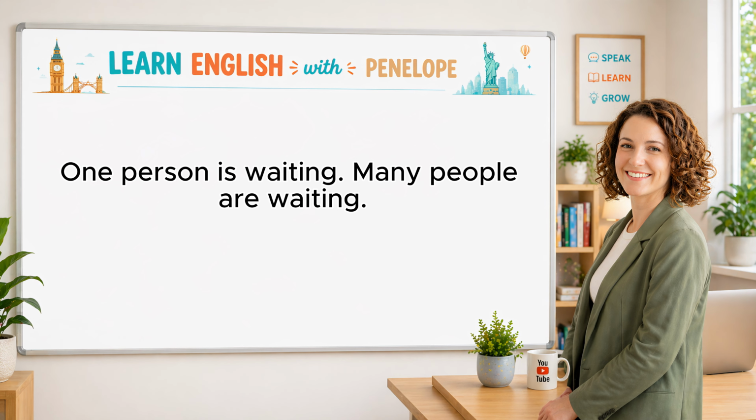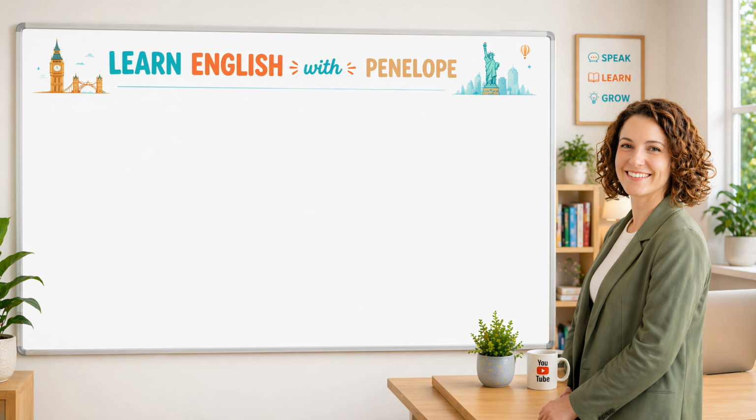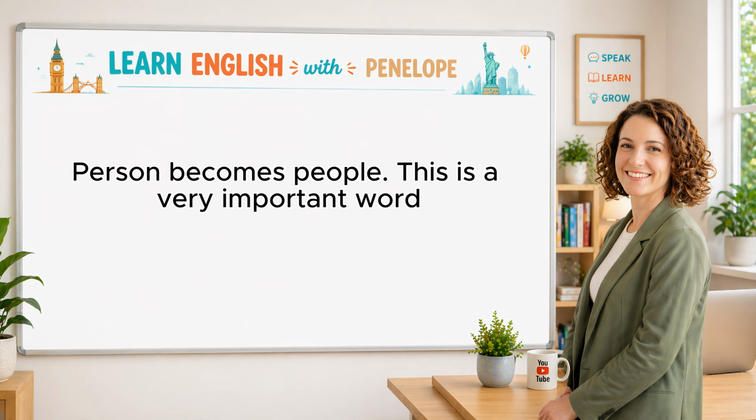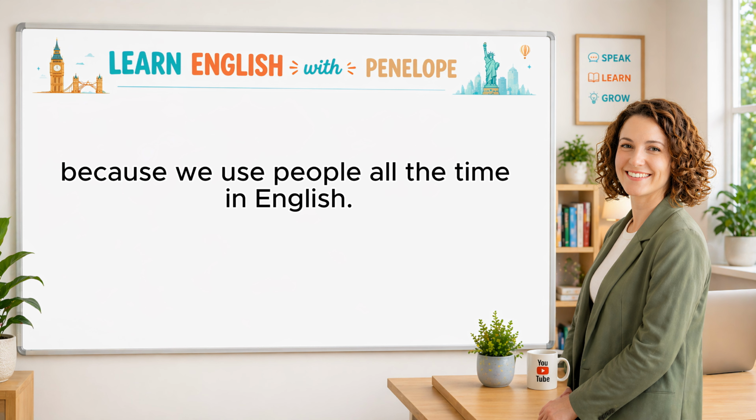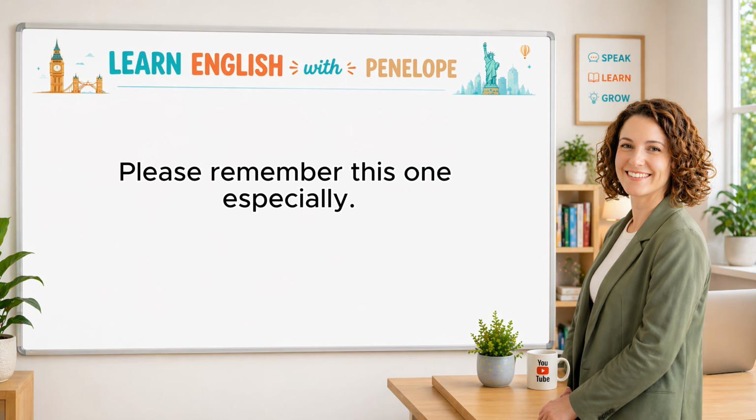Example 12, person, people. 1 person is waiting. Many people are waiting. Person becomes people. This is a very important word because we use people all the time in English. Please remember this one especially.